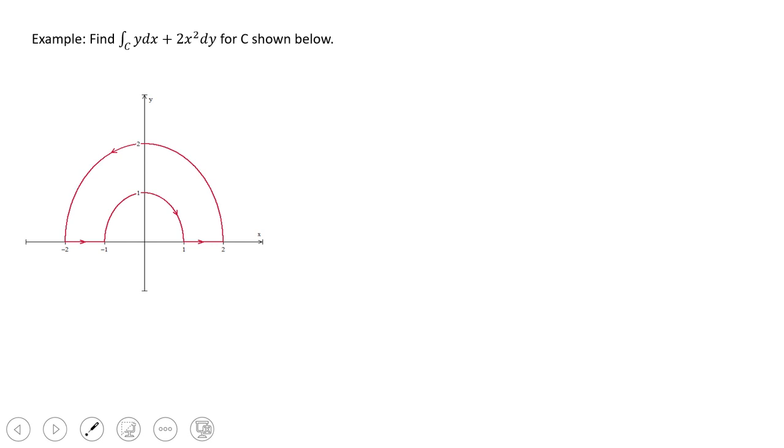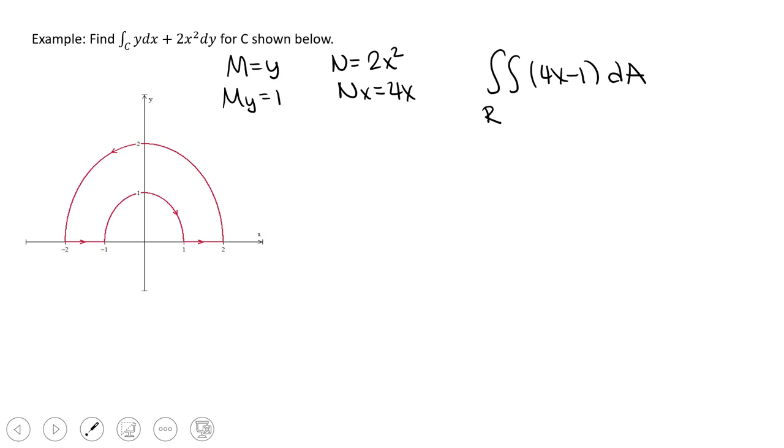All right, here's another one. Let's see if we can find the integral y dx plus 2x squared dy for the path that's shown in the picture. This is an integral written in that differential form, but it really isn't any different. We've got our M is y, our N is 2x squared. The derivative of M with respect to y is 1. The derivative of N with respect to x is 4x. So I'm going to integrate 4x minus 1 over the area of this region.